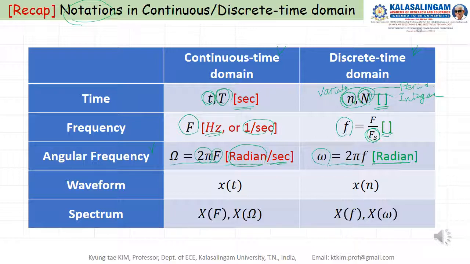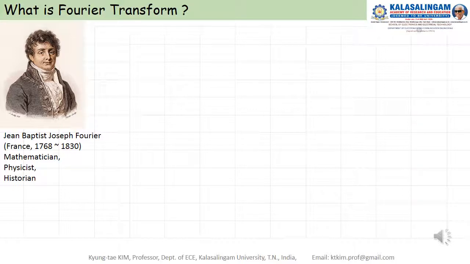Okay, the waveforms x(t) and x(n) are lowercase. Therefore, usually we represent the waveform with lowercase. And the spectrum we usually represent with uppercase, like X(f), X(omega). The Fourier transform is named after Jean-Baptiste Joseph Fourier, a Frenchman. He was a mathematician, physicist, and also a historian as well.